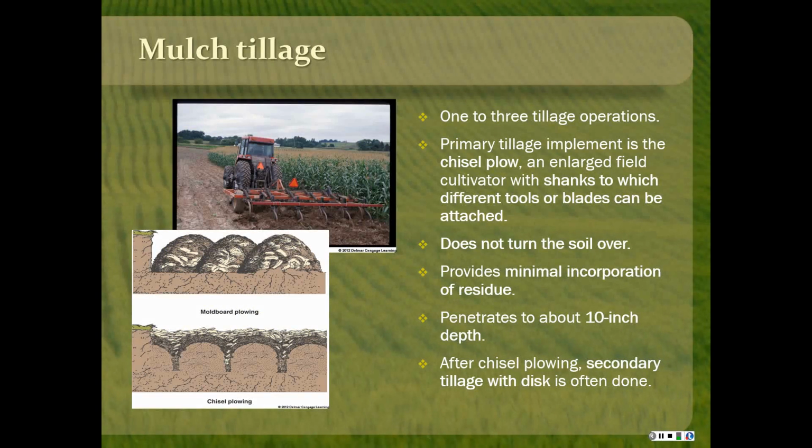On the top is a moldboard plow, and the bottom of the little picture kind of shows what a chisel plow does. And you can see the moldboard plow turns it totally over, and the chisel plow slices down into the ground, but it doesn't totally turn the soil over. And so it minimally incorporates the residue, so it leaves a lot more of the residue on top. And it does penetrate down to about 10 inches. And then after chisel plowing, a secondary tillage with a disc or a harrow of some type is done.